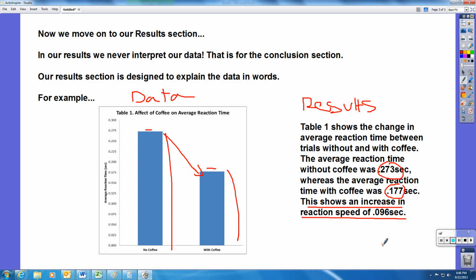So with that, I want you to finish making your graphs and start working on your results section. So explain to me in words what your data is saying without any interpretation.